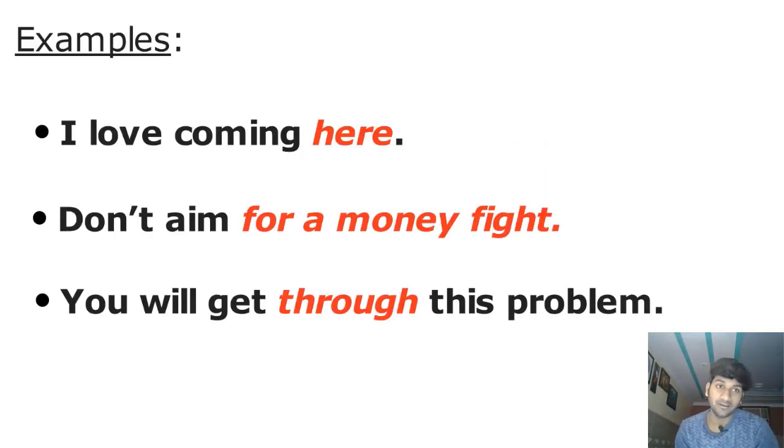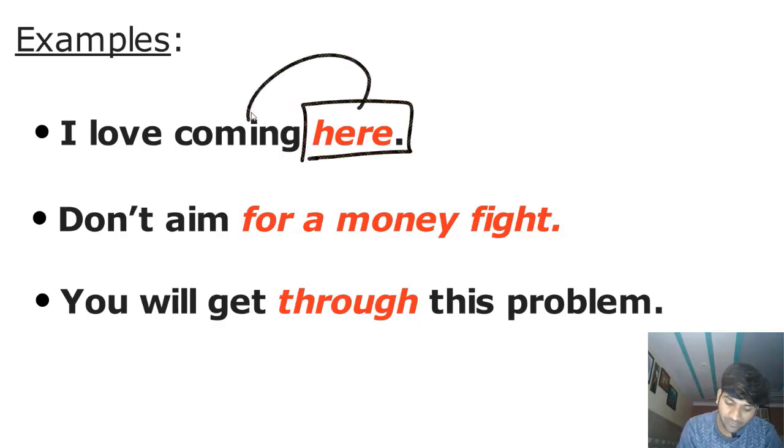I love coming here. So here is an adverbial, a regular adverb, right? Now, try reading the sentence without this adverbial. I love coming, which sounds wrong in a way, but just read it. I love coming. It sounds incomplete. Coming where? Here. So talking about the place of the action is very important. So here is an adverbial, a regular adverb, which is modifying the verb coming and completing its meaning.